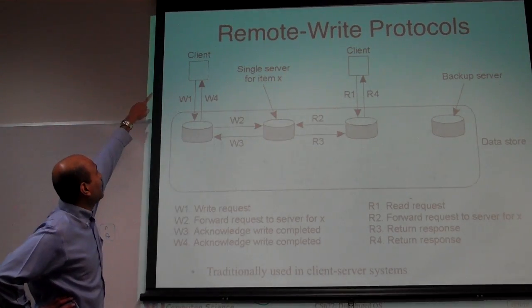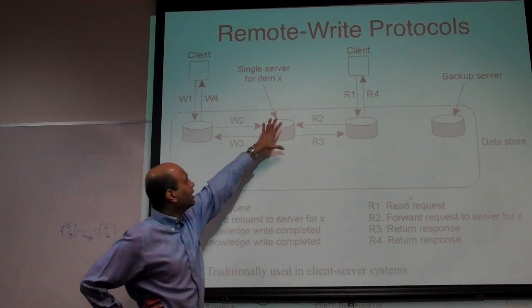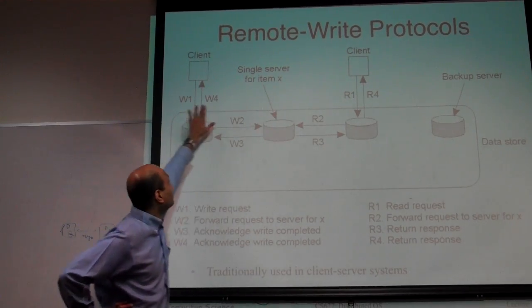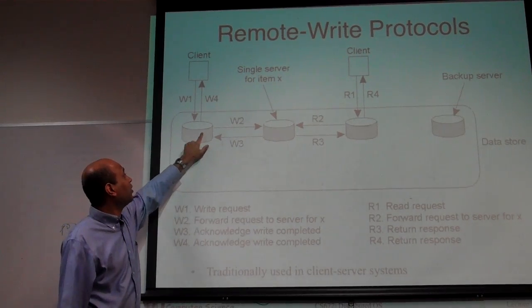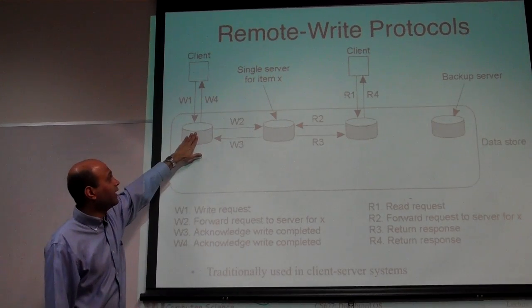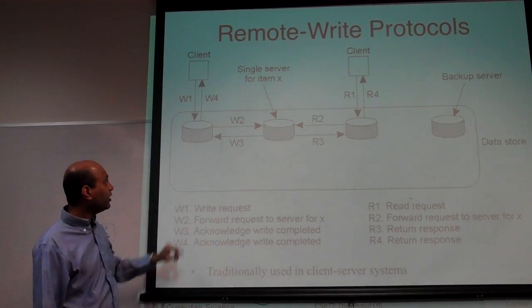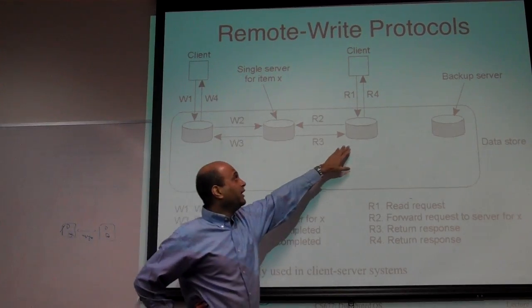So here you have a client that has issued a write. The server or the master is this one. So the write comes here, and because you have to essentially involve the master, you forward the write here. The write is actually performed here, and you get back an acknowledgement.